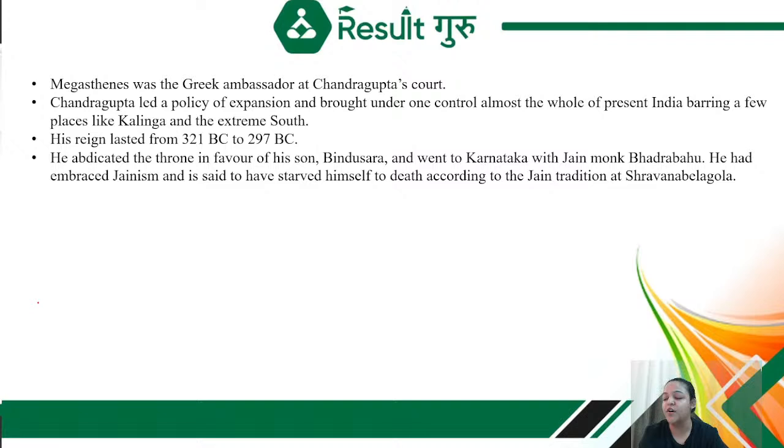His reign lasted from 321 BC to 297 BC, so you can see he ruled for a very long time. Then what happened? He left his throne in favor of his son Bindusara. He went to Karnataka, he became a Jain monk, and he starved himself to death, okay? According to the Jain tradition, he starved himself to death because he became a Jain follower. So that's how Chandragupta Maurya ended, one of the best and the greatest rulers of the Mauryan Empire.